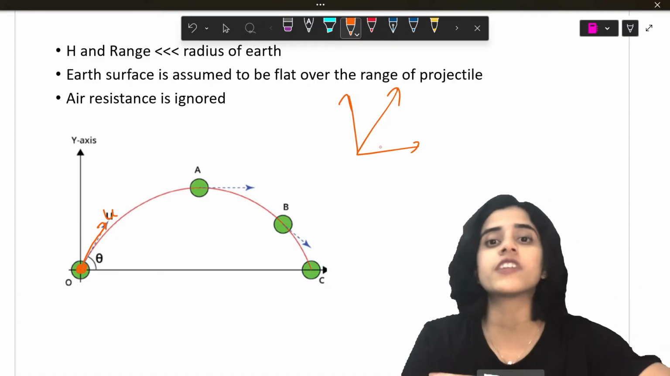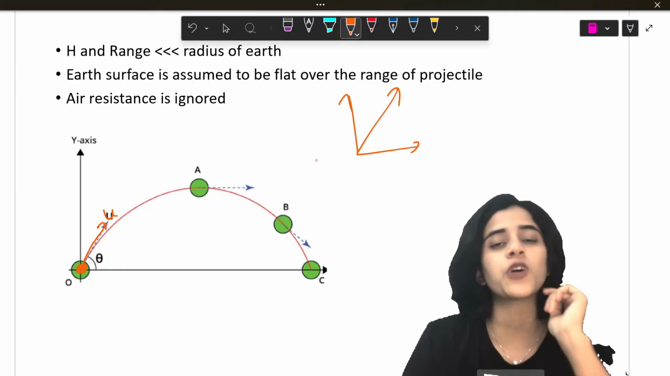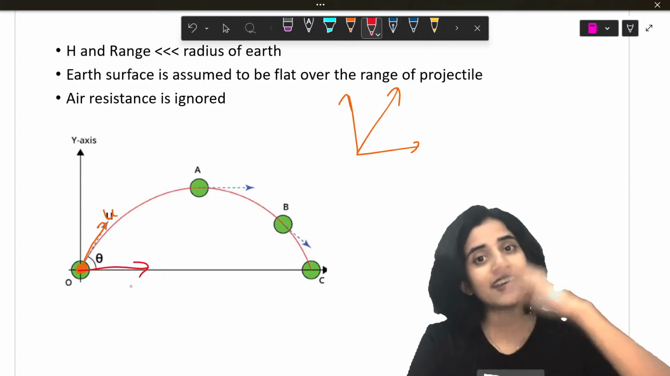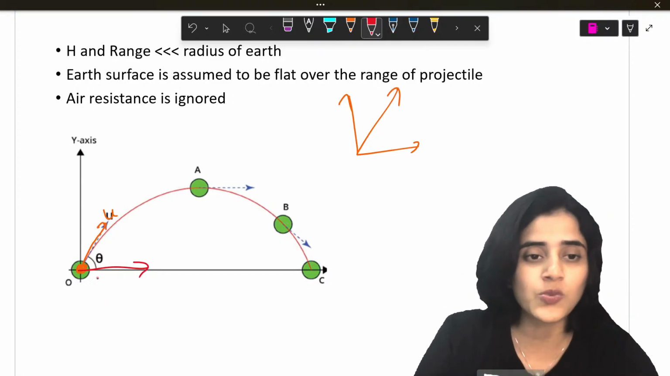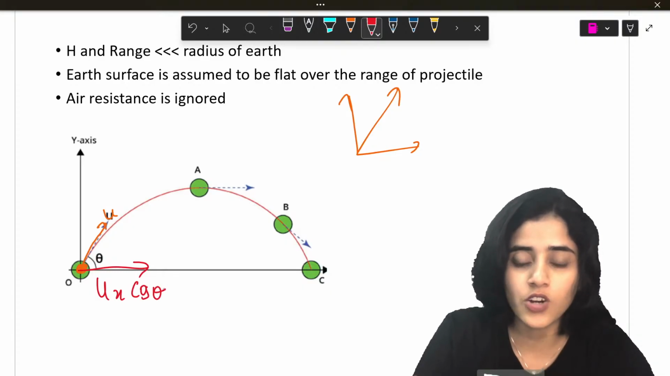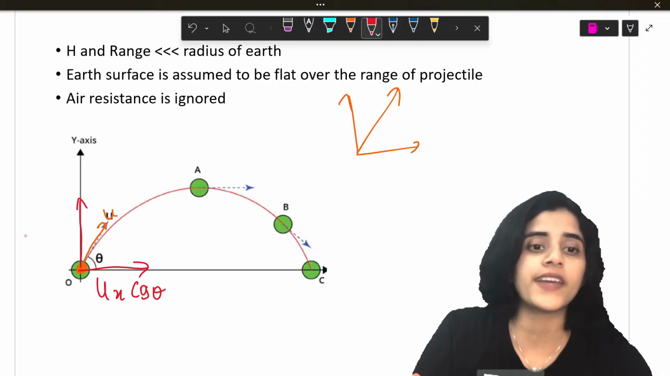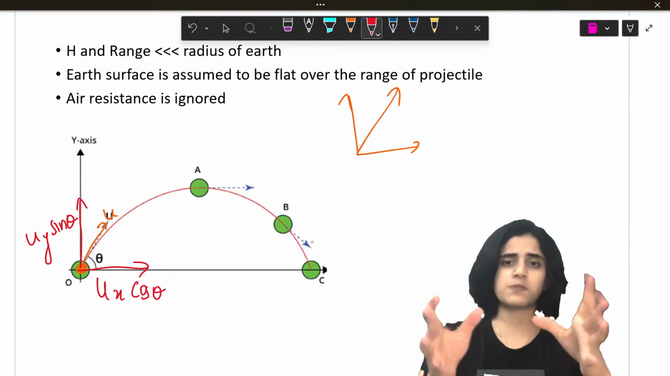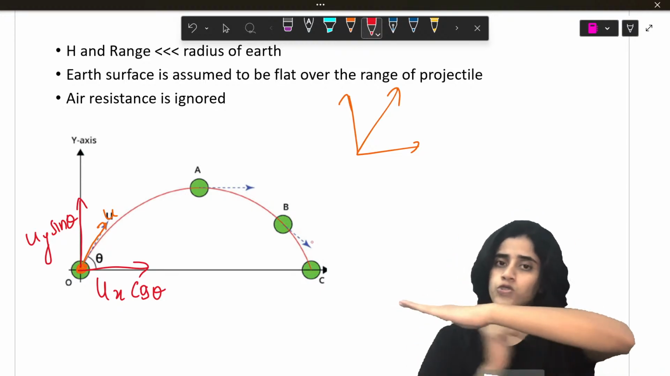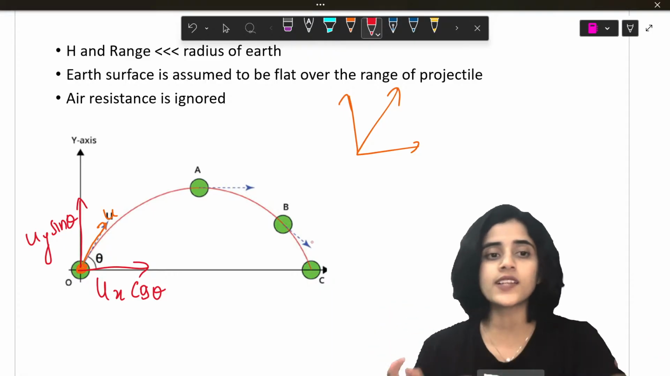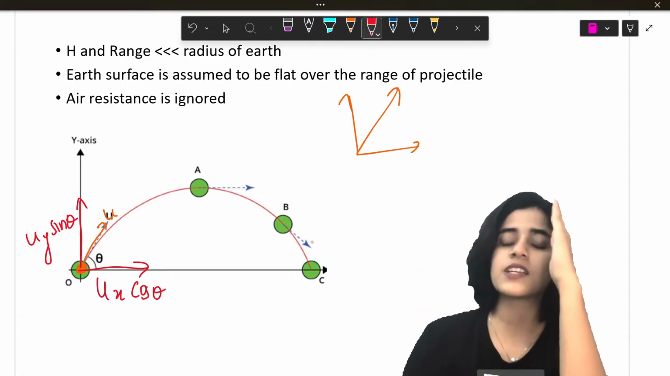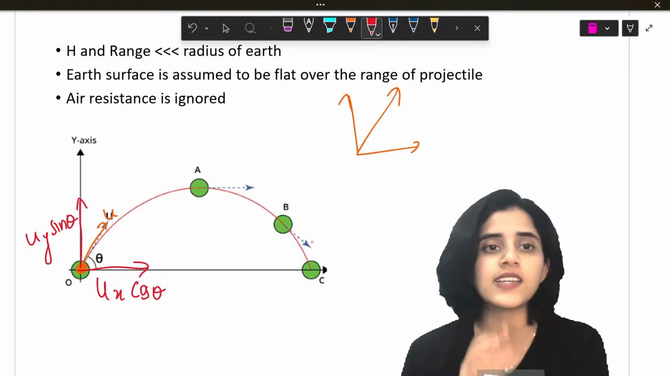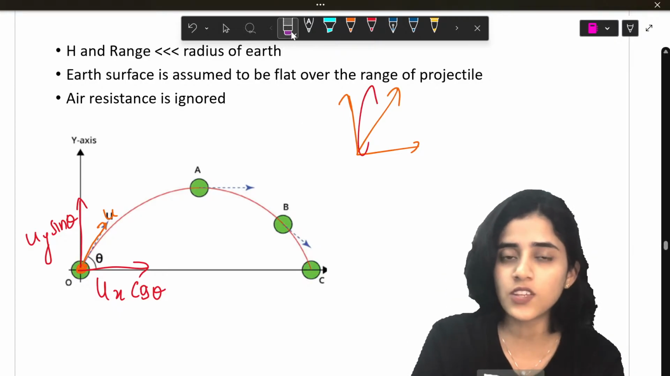So you can resolve it into horizontal and vertical. Now you know where to apply what we just learned. The horizontal component is what? The line close to the angle is always cos. It's along the x-axis, so ux is u cos theta. The vertical component is along the y-axis, so uy is u sin theta. You should be an expert in this part now. Close to theta is cos theta, along the x-axis, so ux. Far away from theta is sin theta, along the y-axis, so uy. So the initial velocity u is given as ux and uy. That is one thing you need to know.